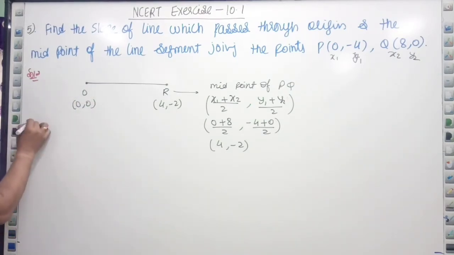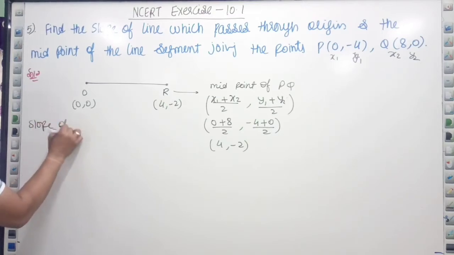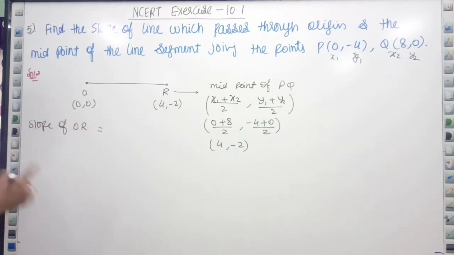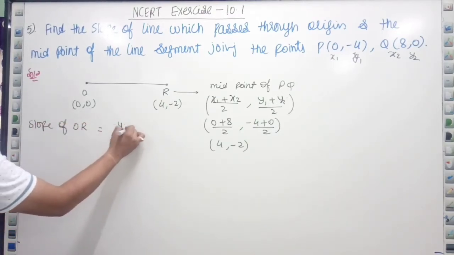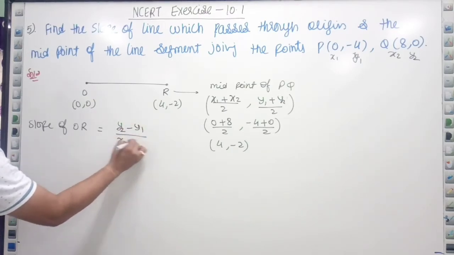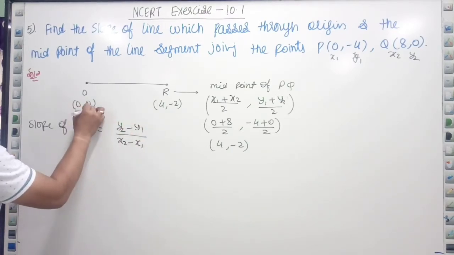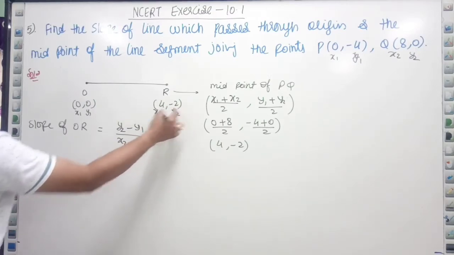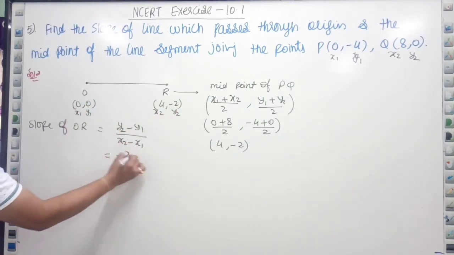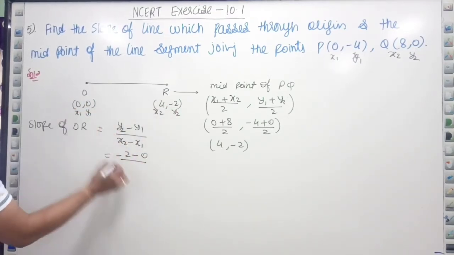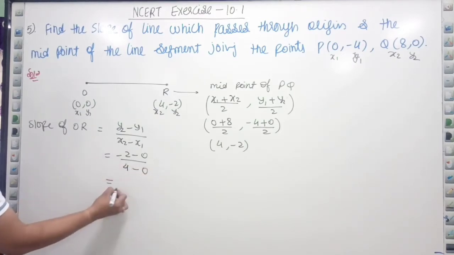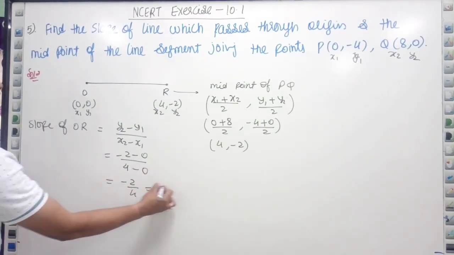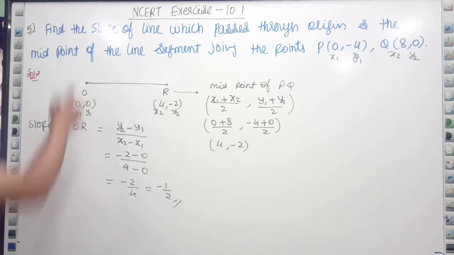Now what is the slope of OR? The slope formula we have already discussed: y2 minus y1 upon x2 minus x1. This is x1, y1, this is x2, y2. y2 minus y1 is minus 2 minus 0, x2 minus x1 is 4 minus 0. Right? So minus 2 by 4, that is equal to minus 1 by 2. And this is what we need to find.